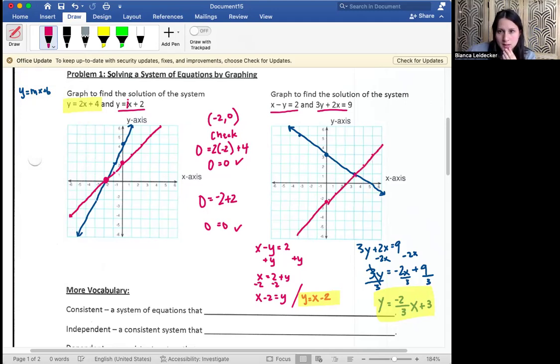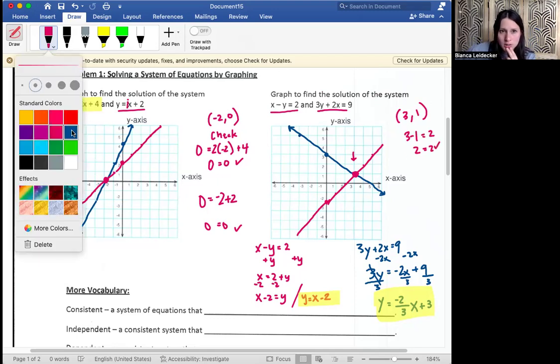You can probably see where my lines are intersecting. They intersect here at the center. That location, that ordered pair, is at 3, 1. So if I wanted to check, I could replace x and y in each individual equation. Let's do the pink one first. This would be 3 minus 1 equals 2. Does it work out? Yes, 3 minus 1 is 2. Check, that's correct.